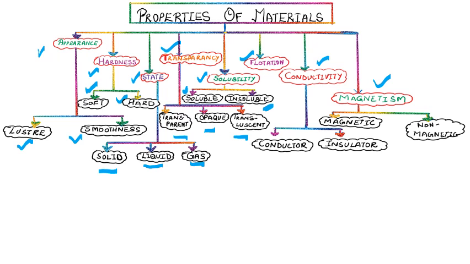According to conductivity, the material can be a conductor or an insulator. According to magnetism, the material can be a magnetic material or a non-magnetic material. So these are the properties and the different groups of materials, and we will study each of them in our next sections, and that too in detail.